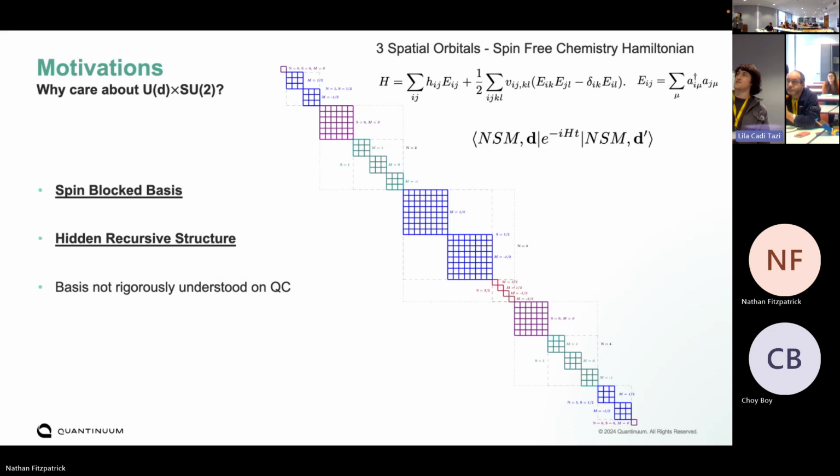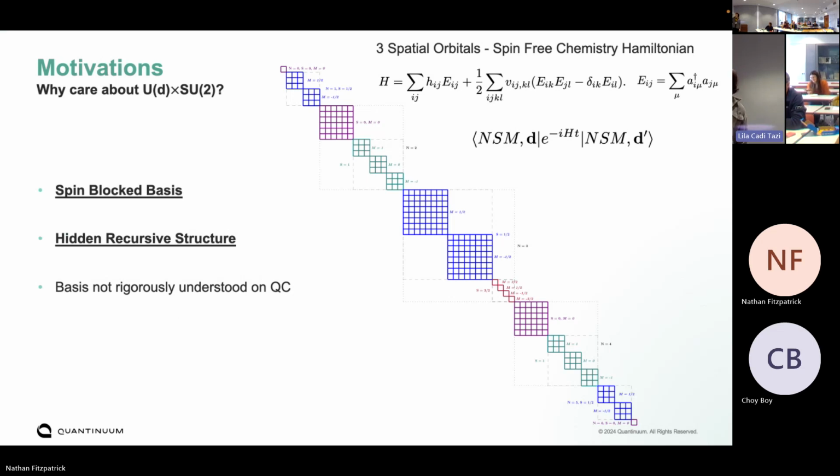And this is a physically observed thing, right? Because we're observing the spin quantum numbers here. So really the point is that we're trying to do quantum algorithms which work within this inherent physical block structure, spin block structure. And then there's also this. One of the benefits of this is a hidden recursive structure, which leads to these Shavitt graphs you might have heard of.